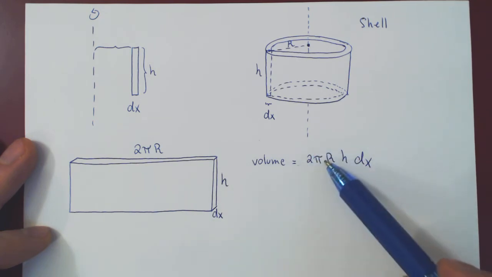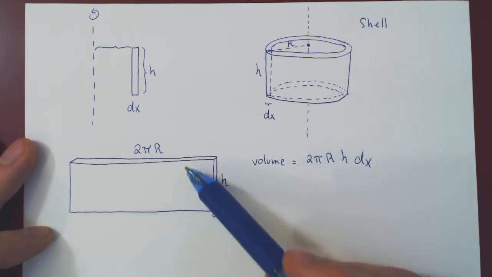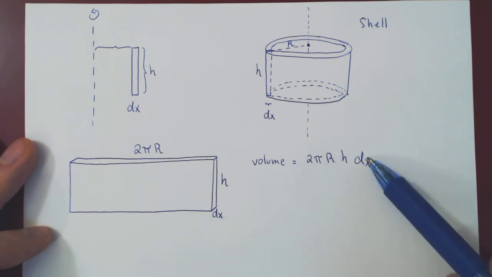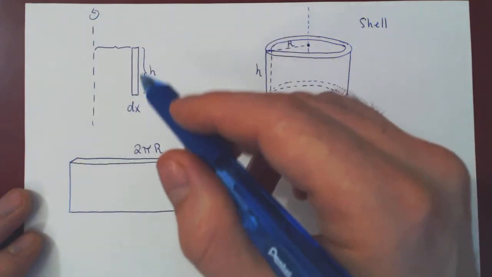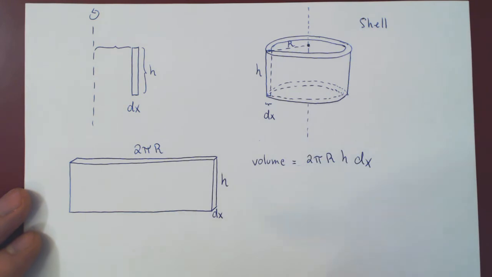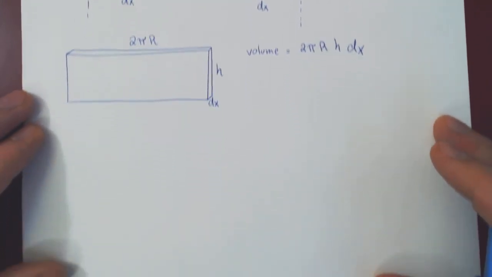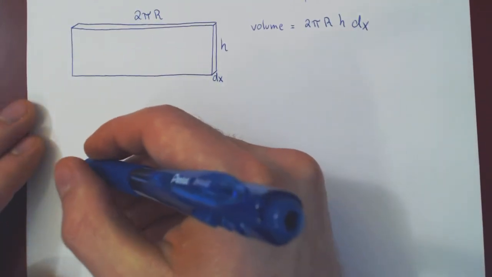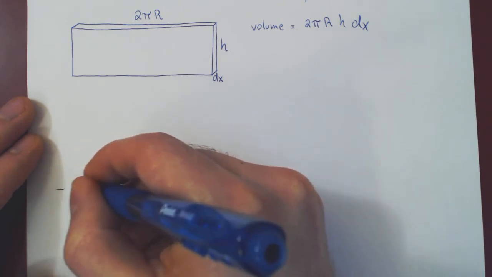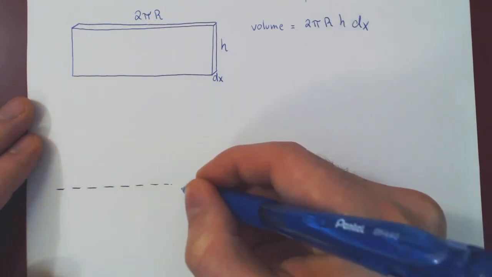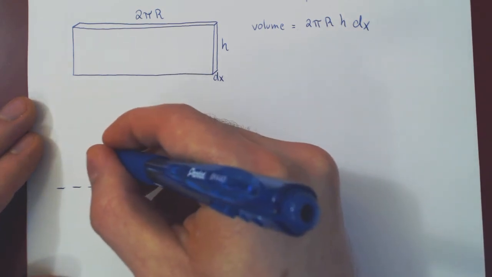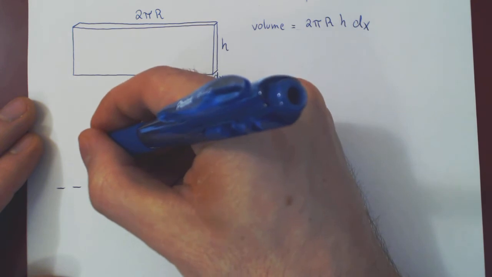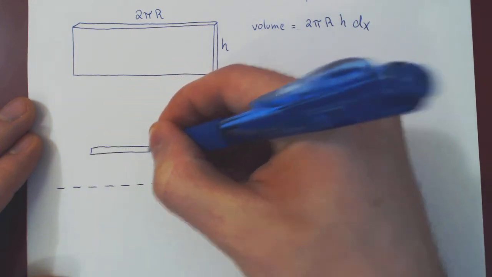And the volume is 2 pi r times h, surface area of the rectangle, times the thickness dx, and that's it. Of course, you have the exact same result if the axis and the rectangle were both horizontal. So you can imagine now having a horizontal axis of revolution and having a rectangle that is also horizontal, therefore parallel and away from the axis.